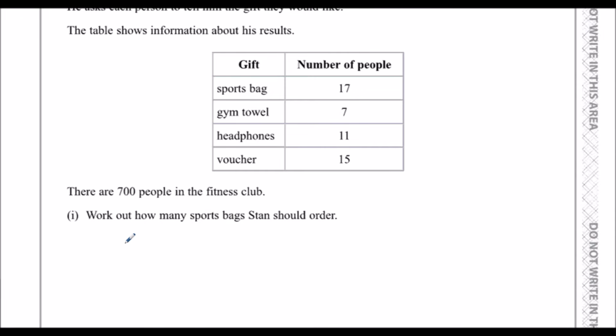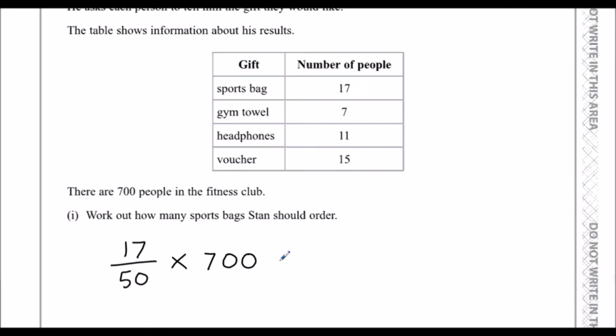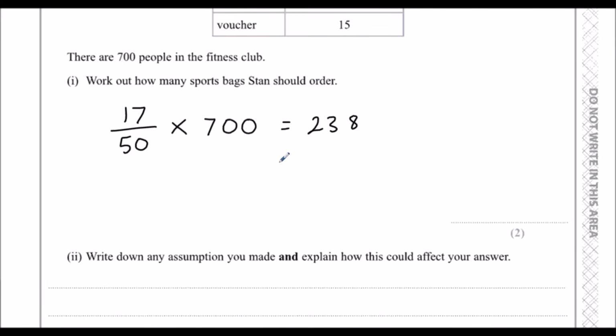So 17 people in the sample out of 50 chose the sports bag, and we want to know, well, we're going to keep the same fraction, but it's going to be this fraction of 700. So let's work that out. 17 50ths of, so times 700, and that's 238. So that's how many sports bags Stan should order.